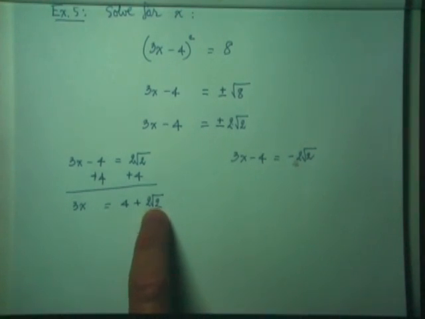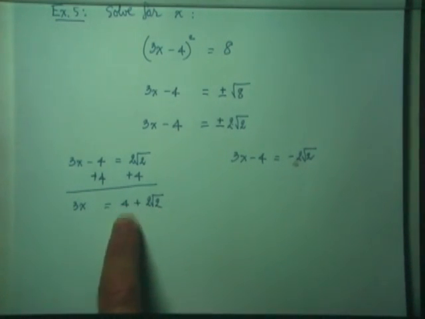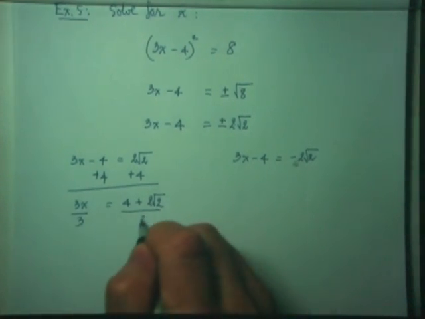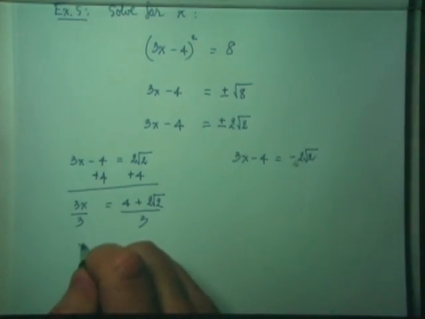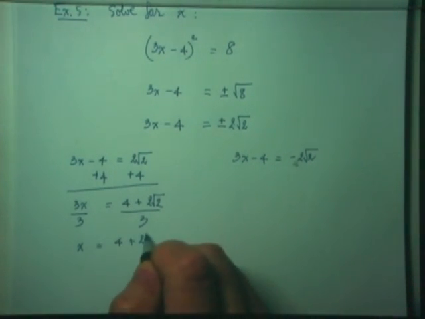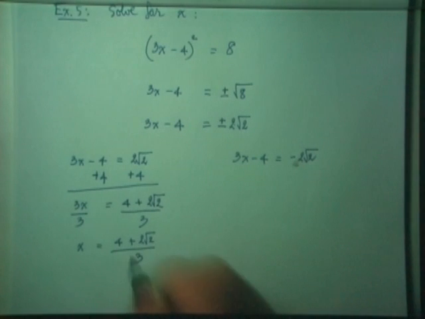So what I'm saying here is the expression here is all in terms of square root 2. So whatever 2 times square root 2 is, you add 4 to it. And now for my final answer, I'm dividing both sides by 3. So my final answer here appears to be x equals 4 plus 2 times square root 2 over 3.